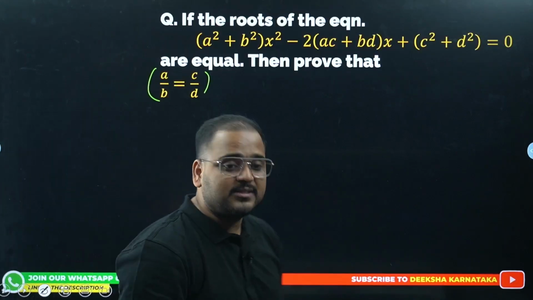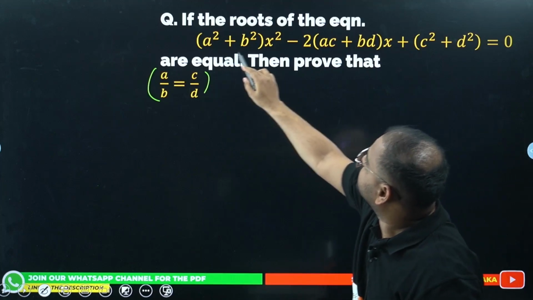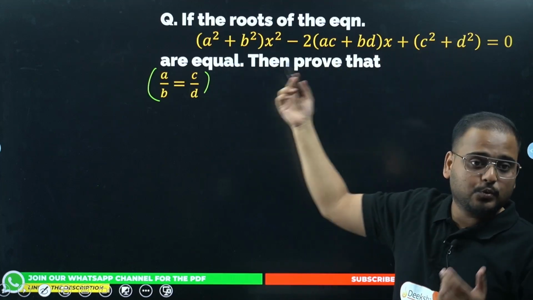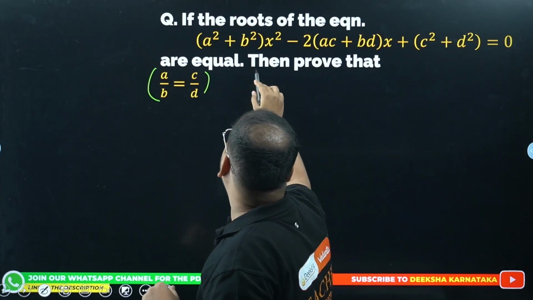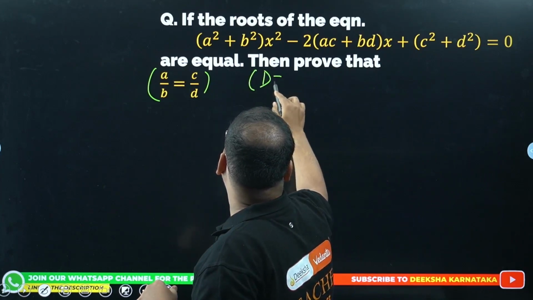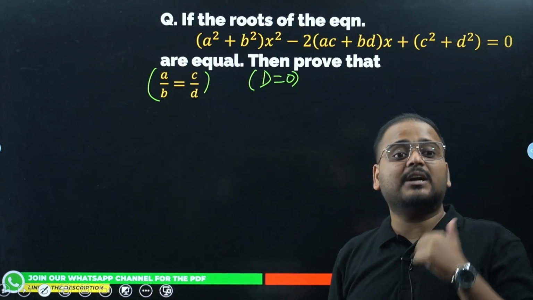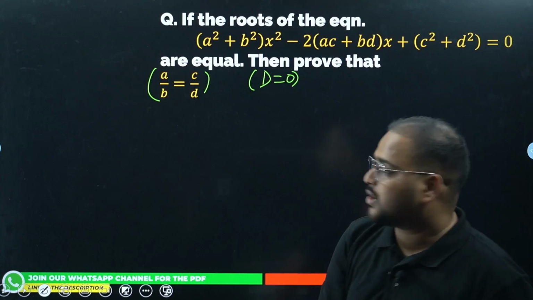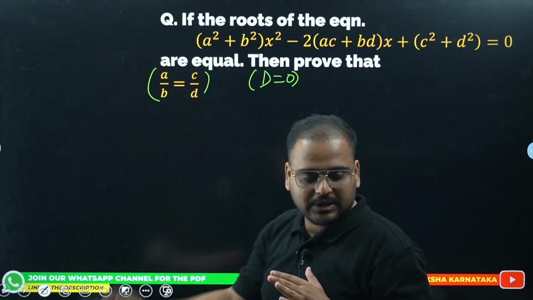So what they have given here is that the roots of this equation are equal. Equal means what? What is the meaning of equal roots? Equal roots means D is equal to 0. This is case 2. Whenever the discriminant is 0, the roots are equal. Okay. Then we have to prove this condition. We'll do it. Let's see.